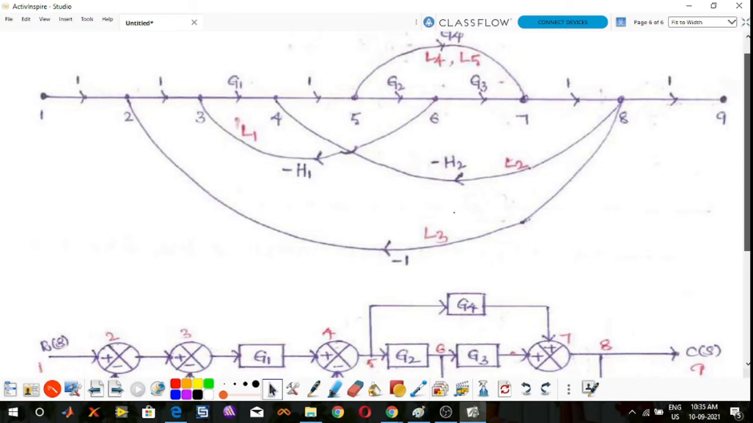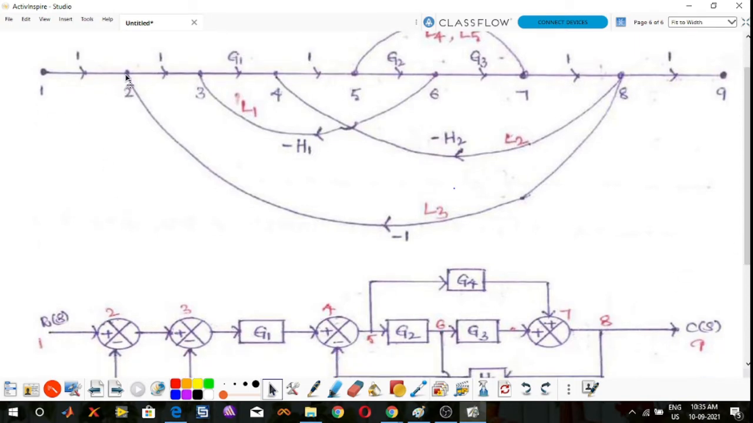Okay, so note down the forward paths. Node 1 to 2, 2 to 3, 3 to 4, 4 to 5, 5 to 6, 6 to 7, 7 to 8, 8 to 9. So that is the first forward path, and this is the system block.